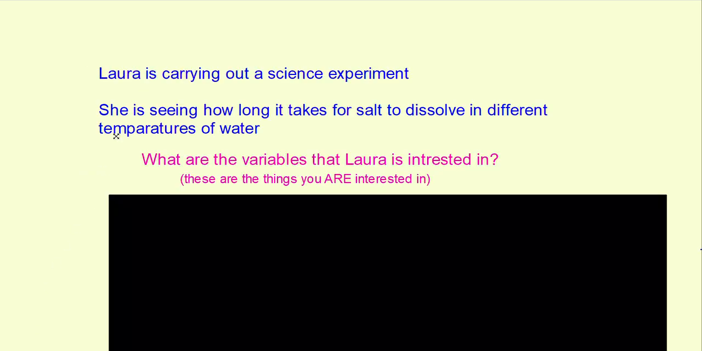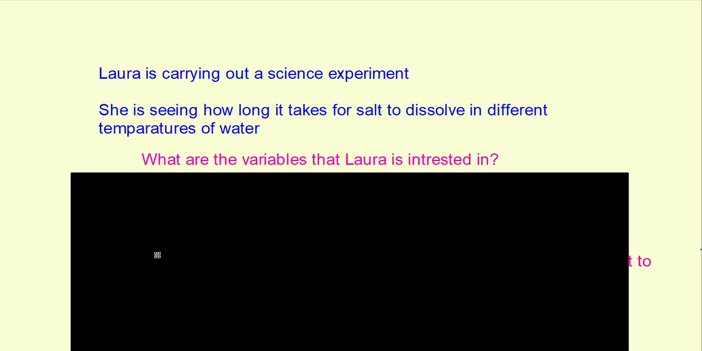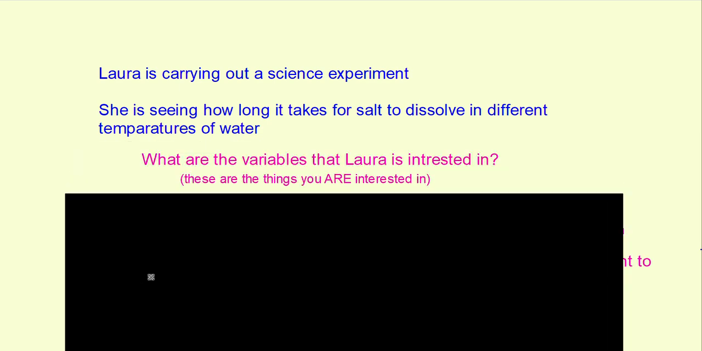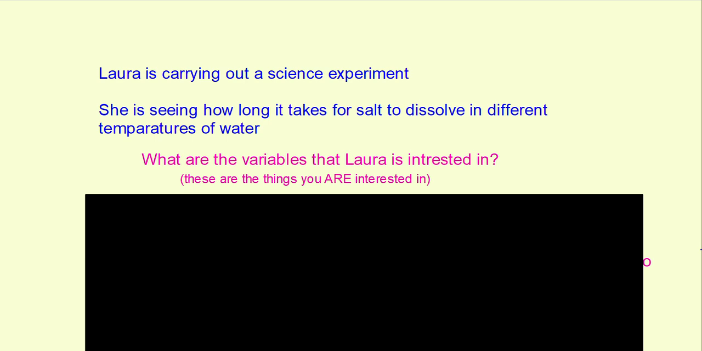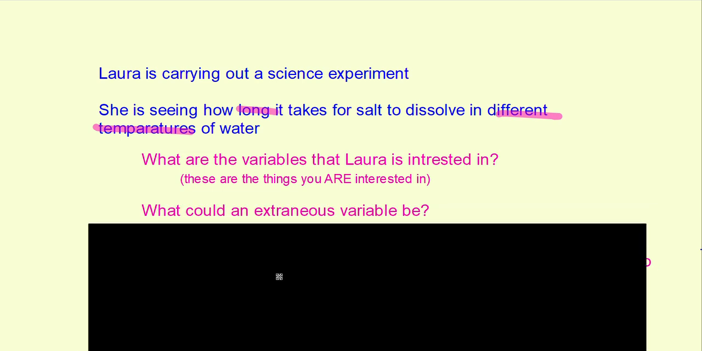Okay, so Laura's carrying out a science experiment. She's seeing how long it takes for salt to dissolve in different temperatures of water. What are the variables that Laura is interested in? What is she measuring? So she's measuring time, how long it takes for salt to dissolve in different temperatures. So she's interested in the temperature of the water and the time that it takes. That is what she is measuring.